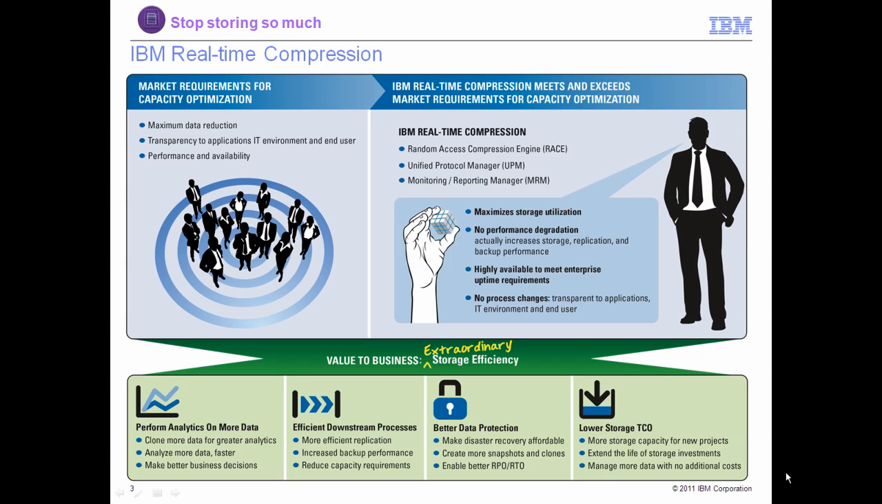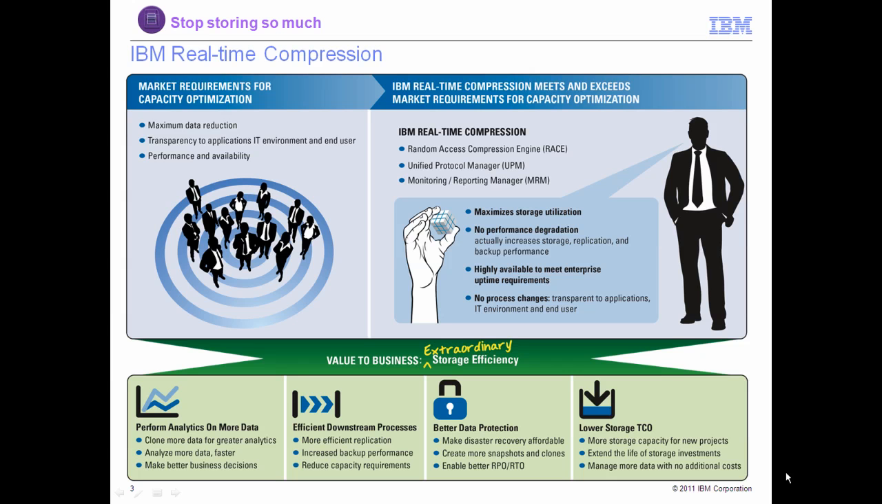This infographic goes through the premise of why this technology exists and the value proposition behind the technology. In the upper left-hand side are the core values and goals behind which the technology was developed. Those are the ability to maintain maximum data reduction, even over time, be transparent to all of your applications in your IT environment right straight through to the end user, and to ensure that you maximize and meet the performance and availability characteristics as required by the user. The result from that was the IBM real-time compression technology.